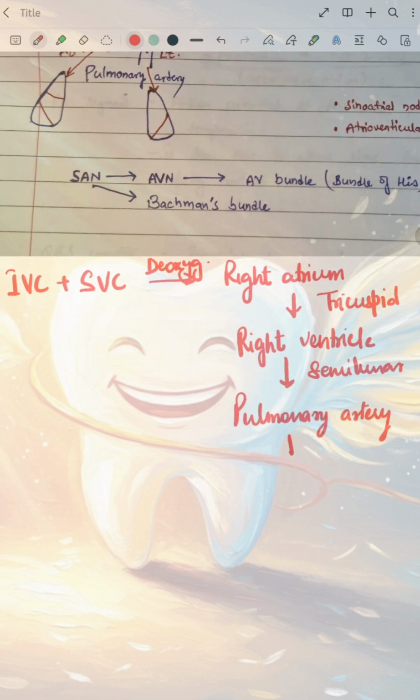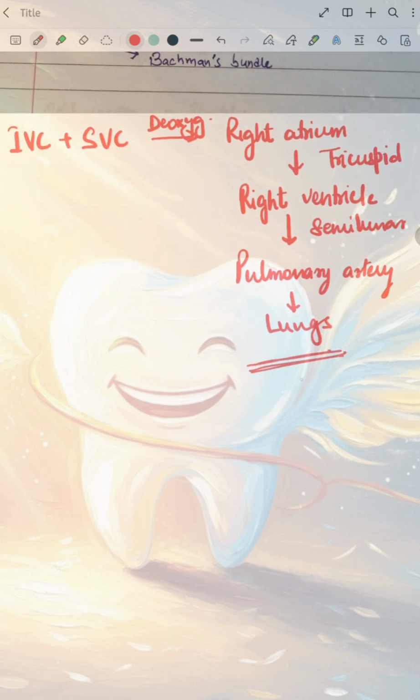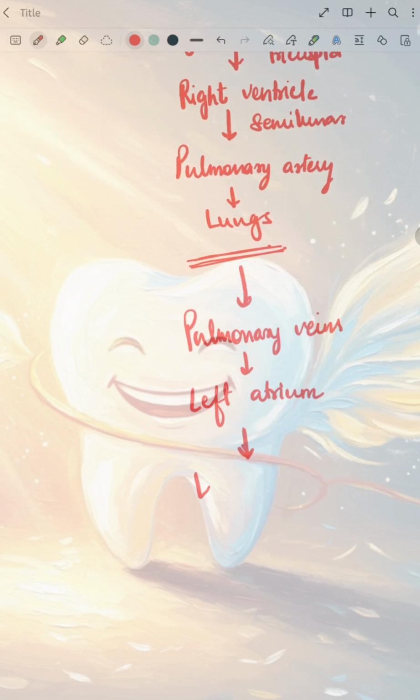And from pulmonary artery, blood will go into lungs. The deoxygenated blood will get converted into oxygenated blood inside the lung. At the same time, the oxygenated blood from the lung will go through pulmonary veins. It will go into left atrium. It will go into left ventricle. Now the valve which is present here is bicuspid, or it is known as mitral valve.